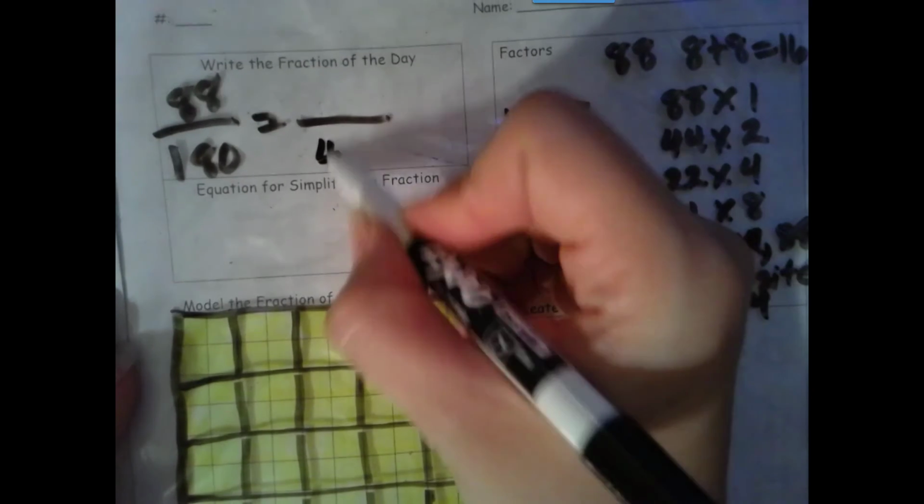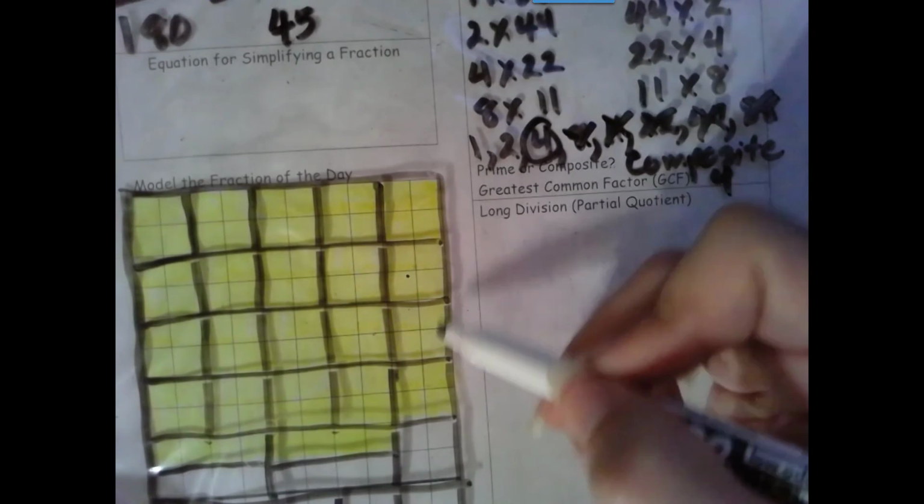Now notice here, I did not use my perfect squares because otherwise I would have ended up with half and half and half. I want to make sure I keep my shaded separated from my unshaded. So I have 45 total groups. And I have 5, 10, 15, 20, 21, 22 shaded in.